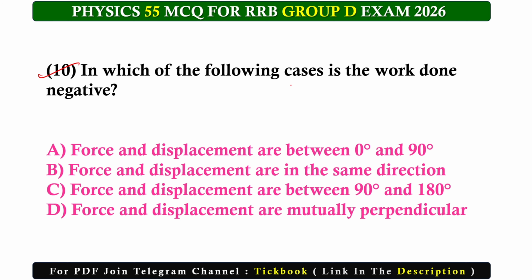Question number 10. In which of the following cases is the work done negative? Option number C, force and displacement are between 90 degree and 180 degree.